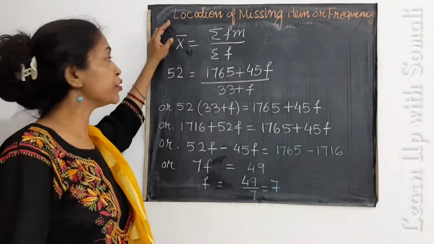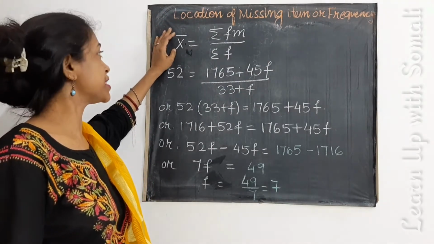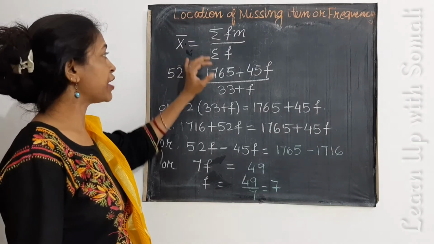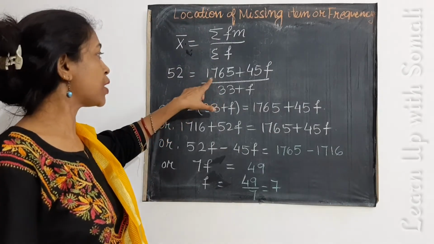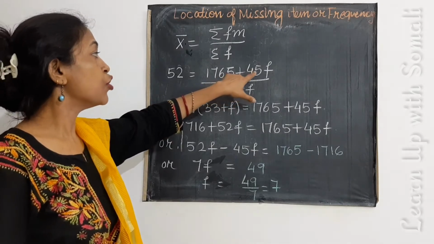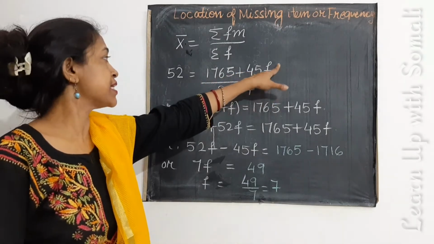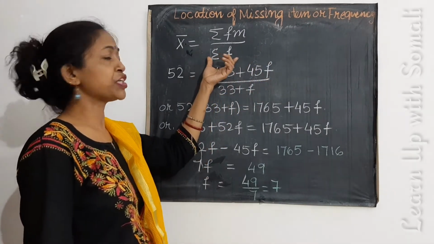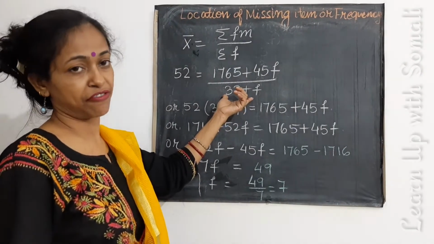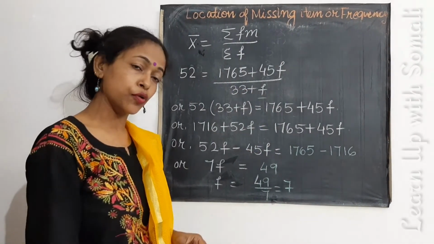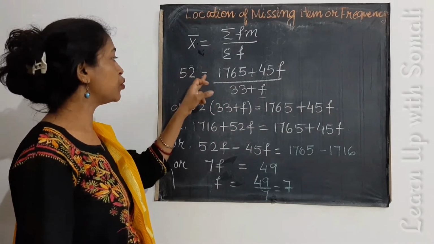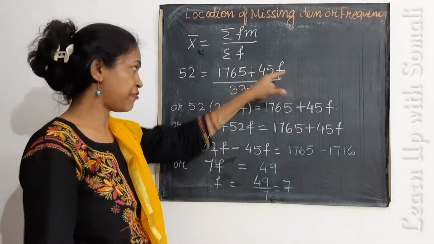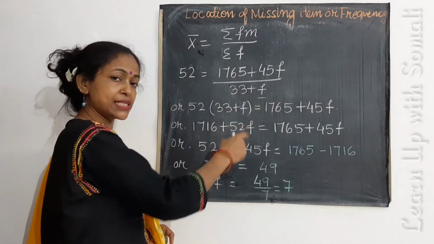Now you can see in the formula we have x bar, that is arithmetic mean, is equal to summation Fm by summation F. Summation Fm we have already found out, 1765 plus 45F. This is an unknown term, so we have kept it simply adding with this number. And summation F is 33 plus F. Why? Because this F is also an unknown frequency to us. So 52 is equal to 1765 plus 45F divided by 33 plus F.